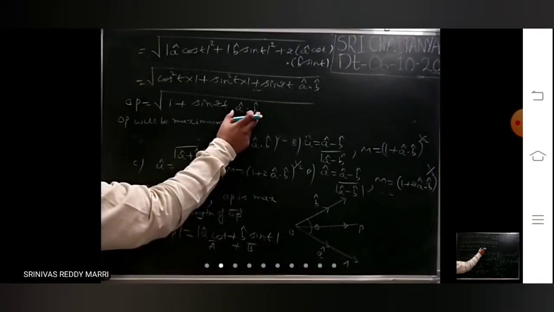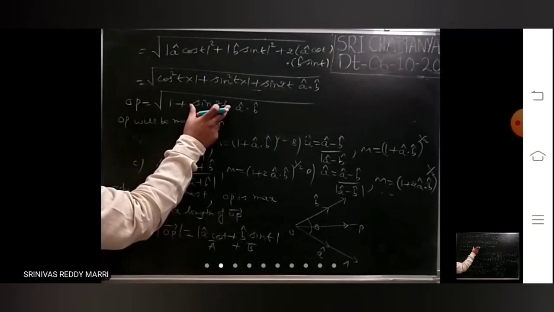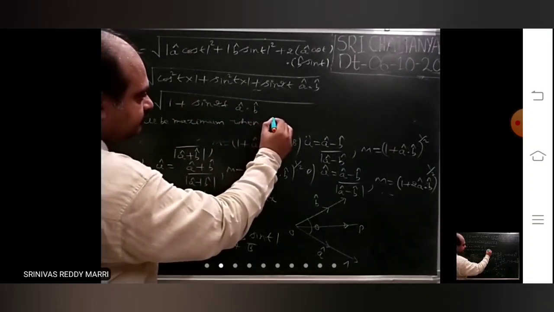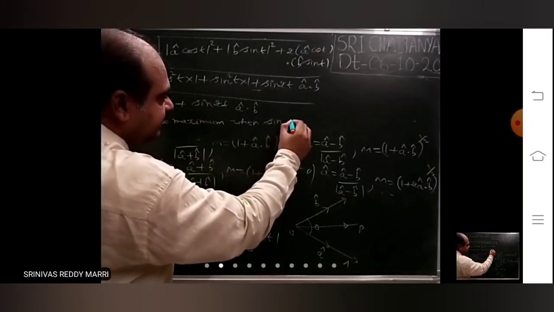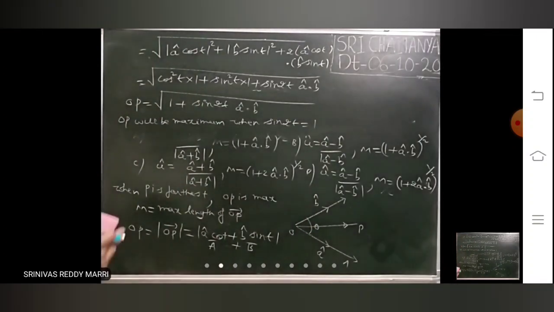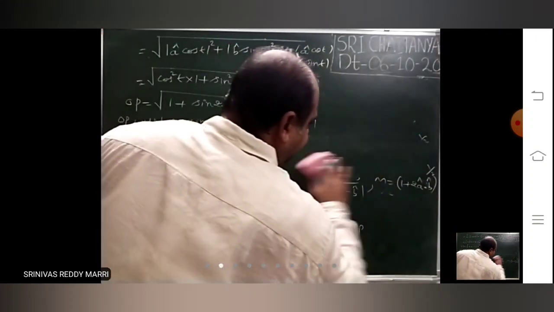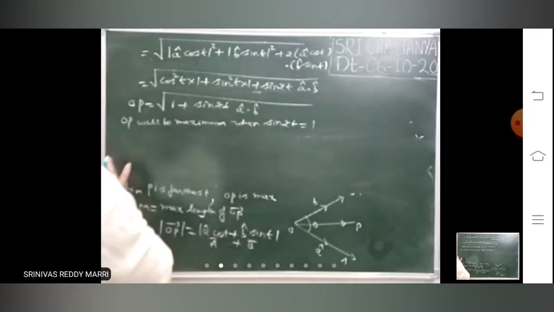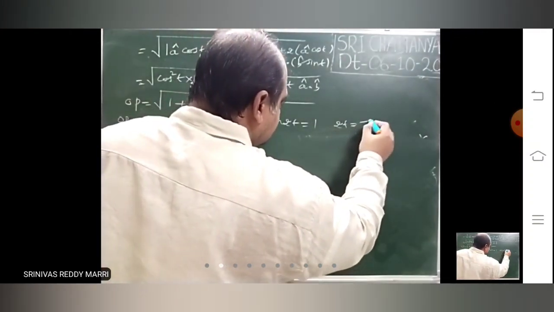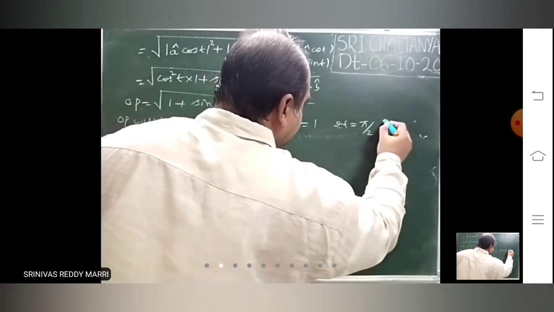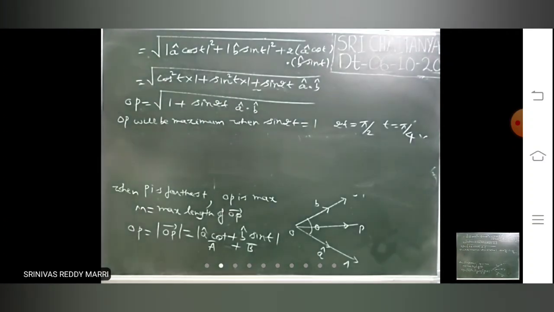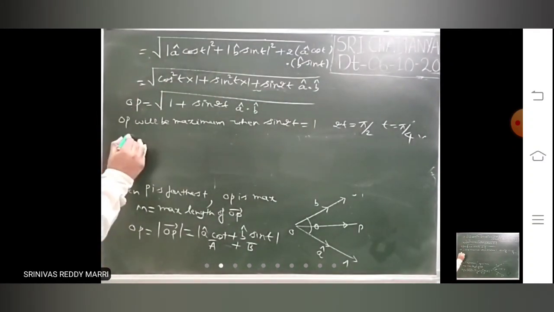Look at, these are fixed vectors. Now, this will be maximum when sin 2t is maximum, means what? 1. When sin 2t is maximum, OP will be maximum. That means 2t equal to pi by 2. That means at t equal to pi by 4, this will be maximum.